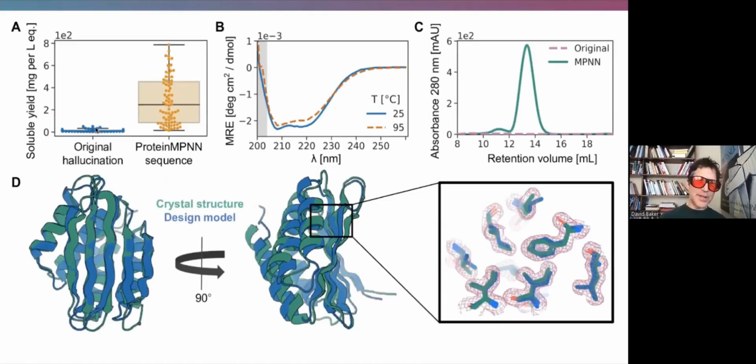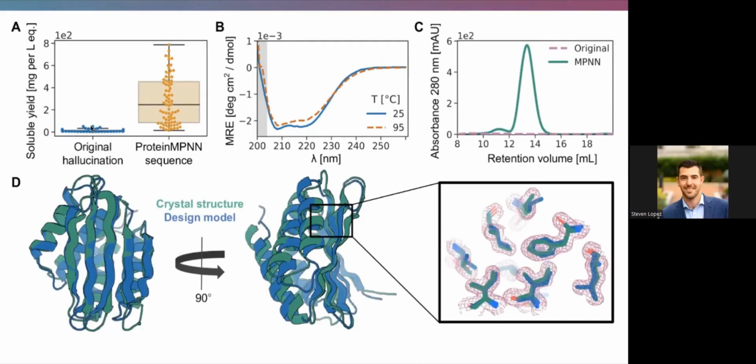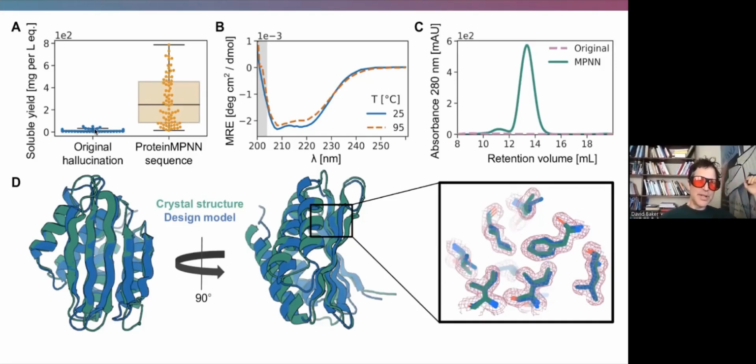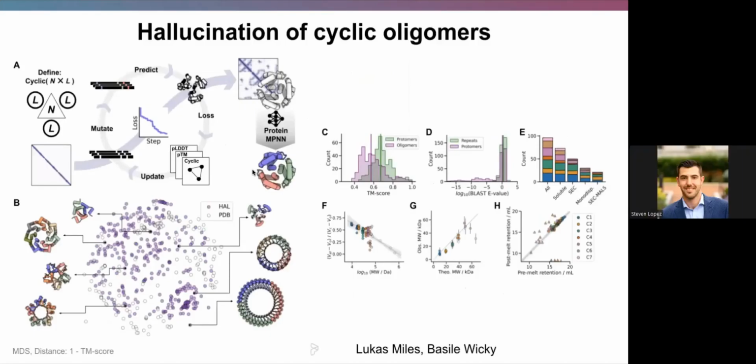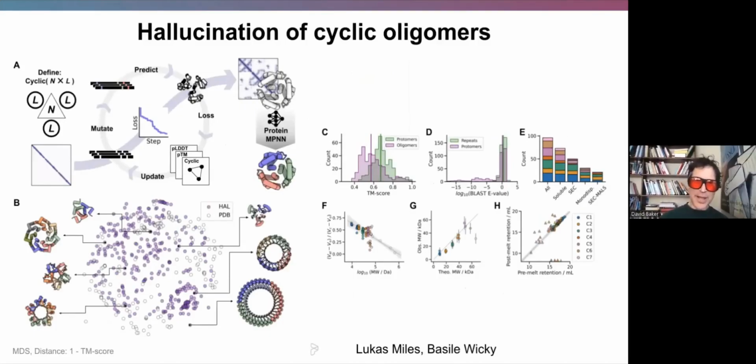So what we found is we could take sequences that we had generated using this hallucination process, where when we got to more complex problems, the amount of protein the bacteria produced was very small. When we redesigned the sequences, the success rates went way up, and we solved structures and they came out right. So basically we can now go on to more complicated things.